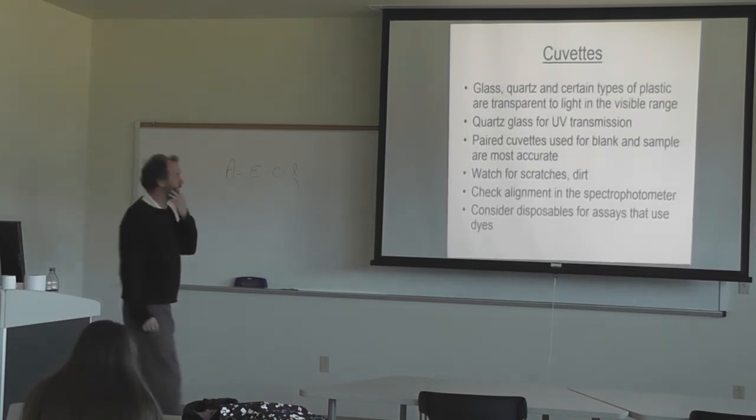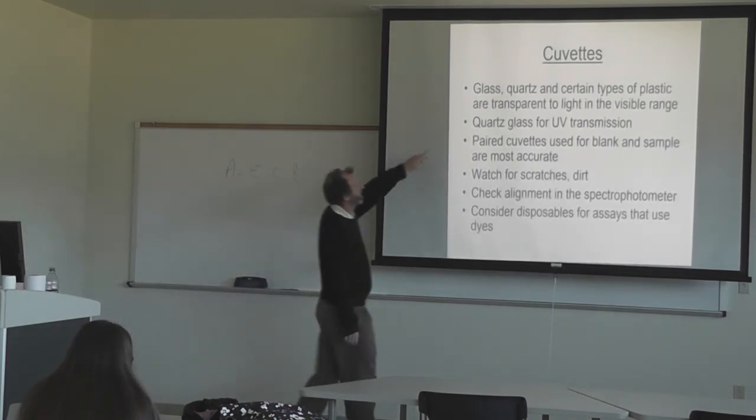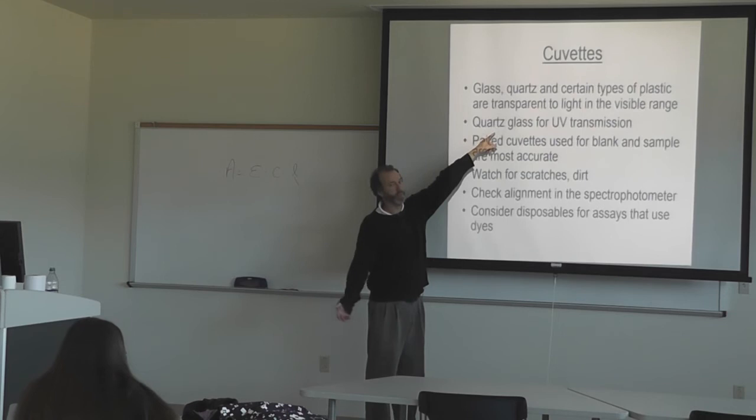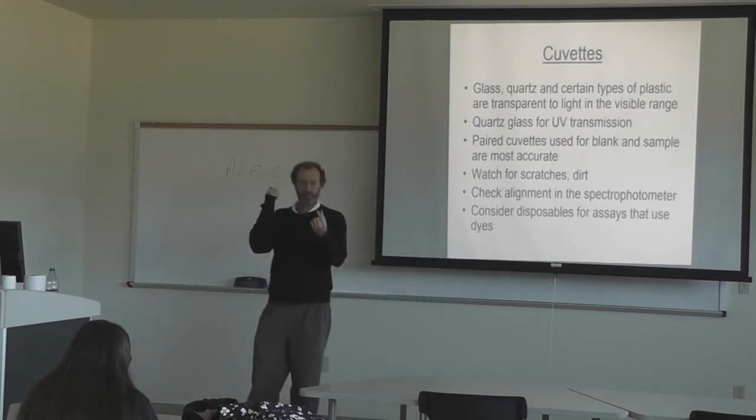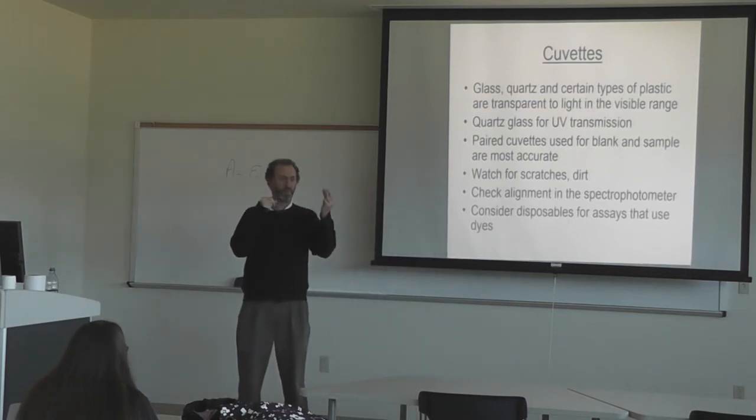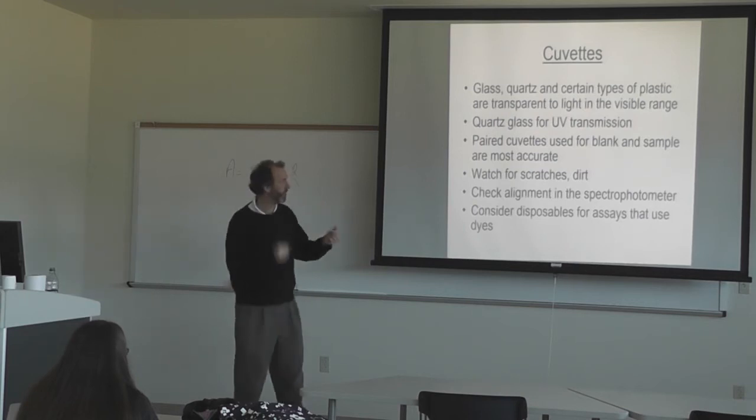Oftentimes you see glass, quartz, and certain types of plastic are transparent to light in the visible range. Quartz is pretty much what you want to use for the UV, although you can buy special plastics that will work for UV. And I think you've seen in the lab we use quartz for the most part, but we do have some plastic ones that can measure really small volumes at the UV range for DNA also.